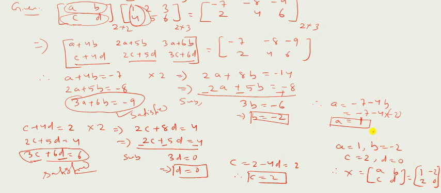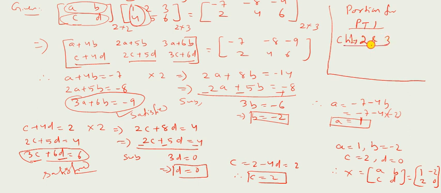So this is all for today, and you write down the portion for unit test PT1. This will be chapters 1, 2 and 3. This is the portion for PT1. It will be of full marks 40 and the time will be 1 hour. So 20 MCQs will be asked. You have the multiple-choice options, and each question will carry 2 marks, and your time will be 1 hour. It will be an online test.